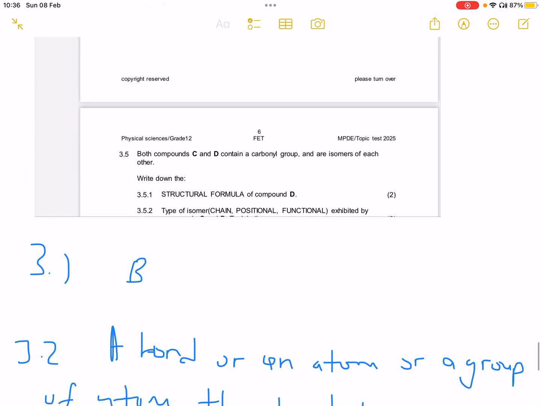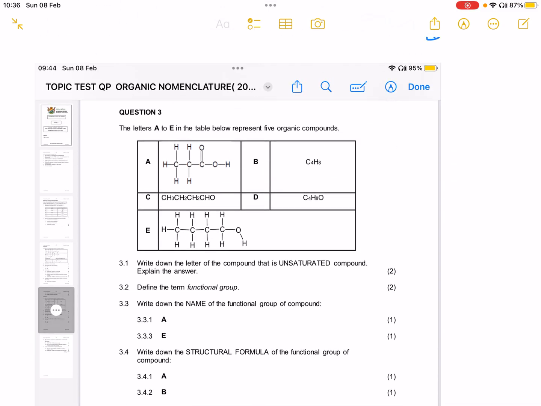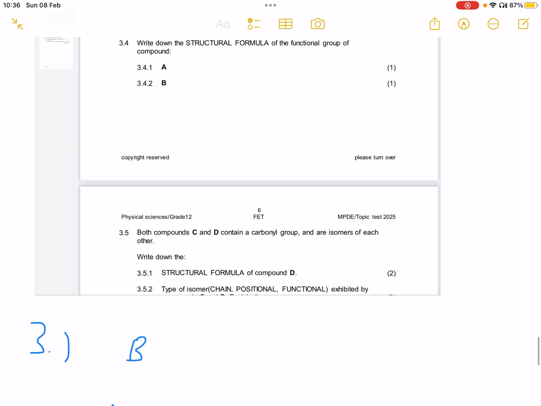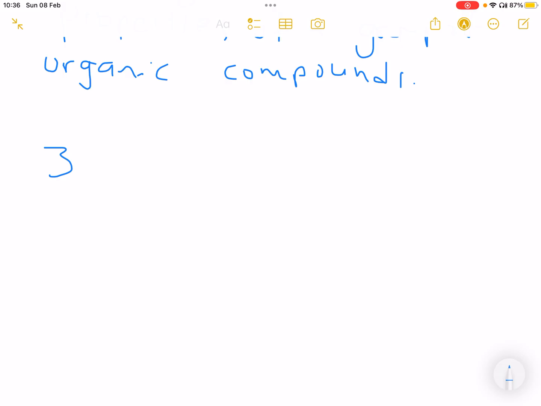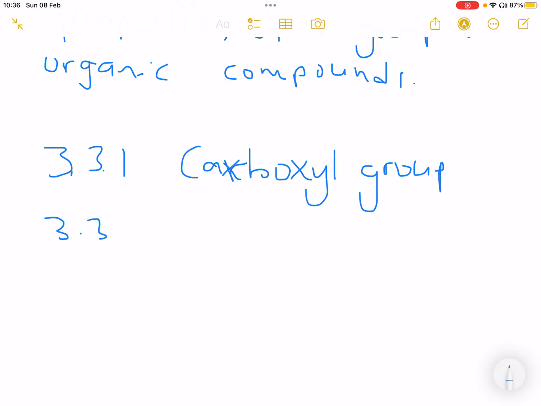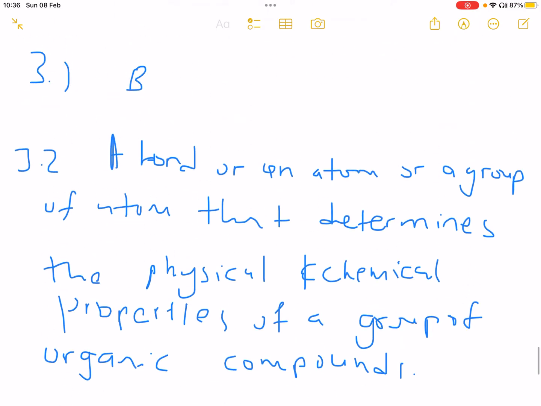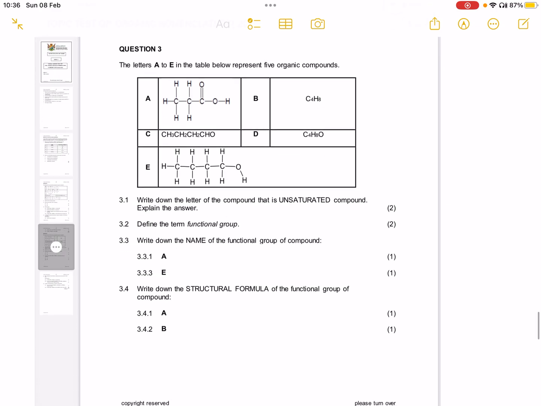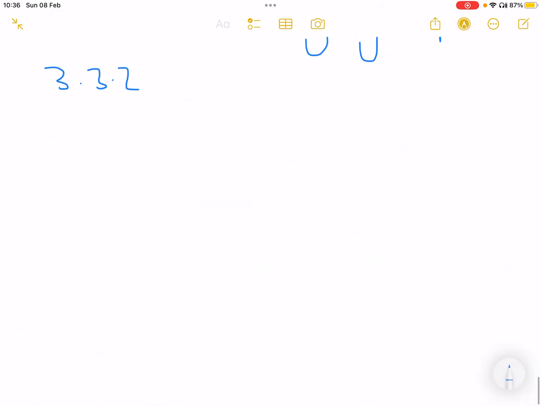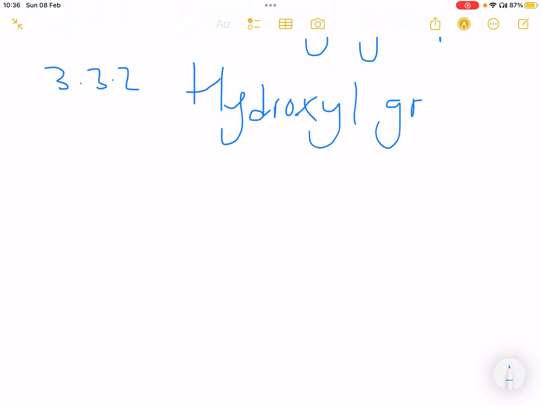Right, 3.3.1. Write down the name of the functional group of compound A. Compound A is a carboxylic acid. So we want the name of that functional group, not the structure. So this is a carboxyl group. In 3.3.2, they wanted the name of the functional group for E. E is a hydroxyl, so you can see it's an alcohol. So it's a hydroxyl group.